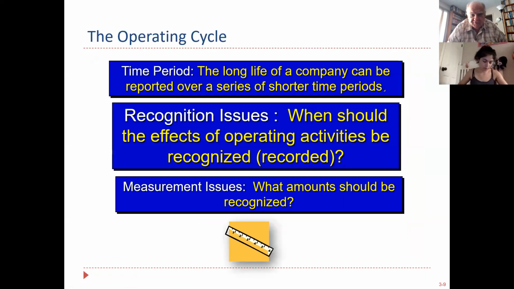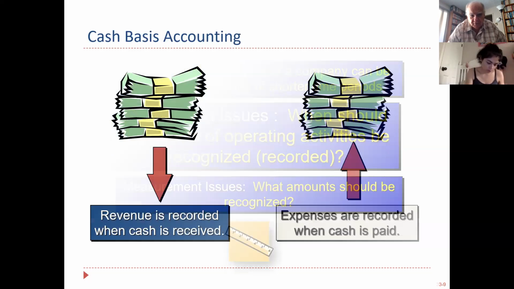The operating cycle. We went over this a little bit quickly, but we're going to talk about here are recognition issues. When should revenues be recorded or recognized? When should expenses be recorded and thus recognized, and what amounts? So we're going to go through a few scenarios here and then some transactions, okay?